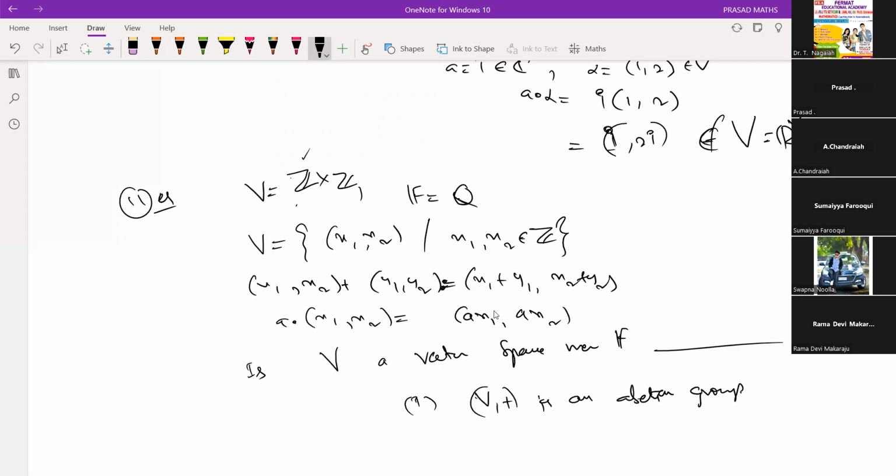Right? Because it satisfies all the properties. The inverse of (x, y) is (-x, -y). The identity element is (0, 0), and the inverse of (x, y) is (-x, -y). All properties are satisfied. There is no problem. Therefore, it's an abelian group.